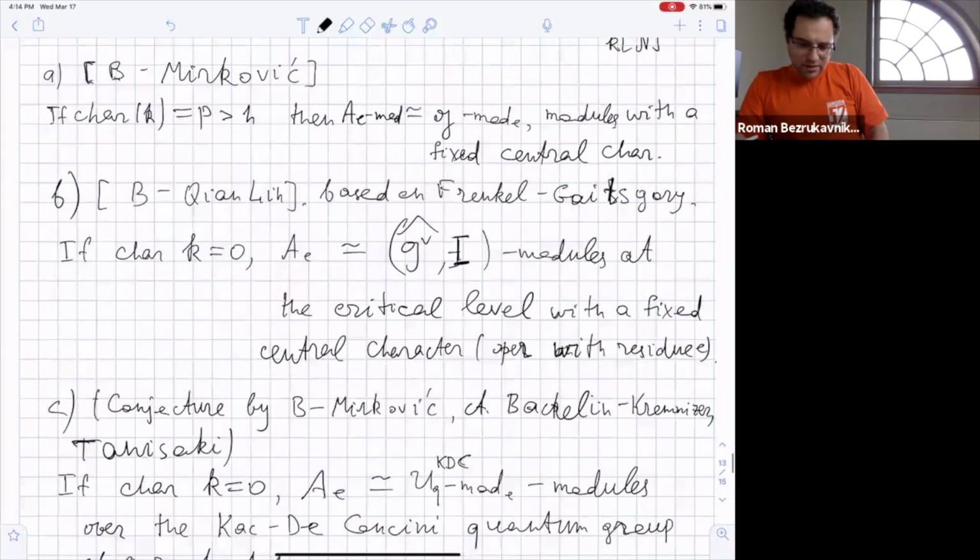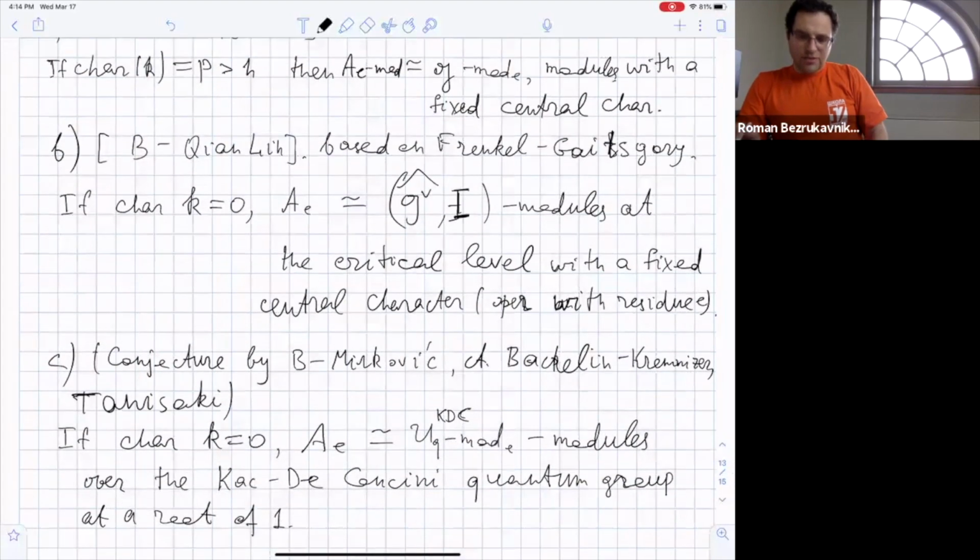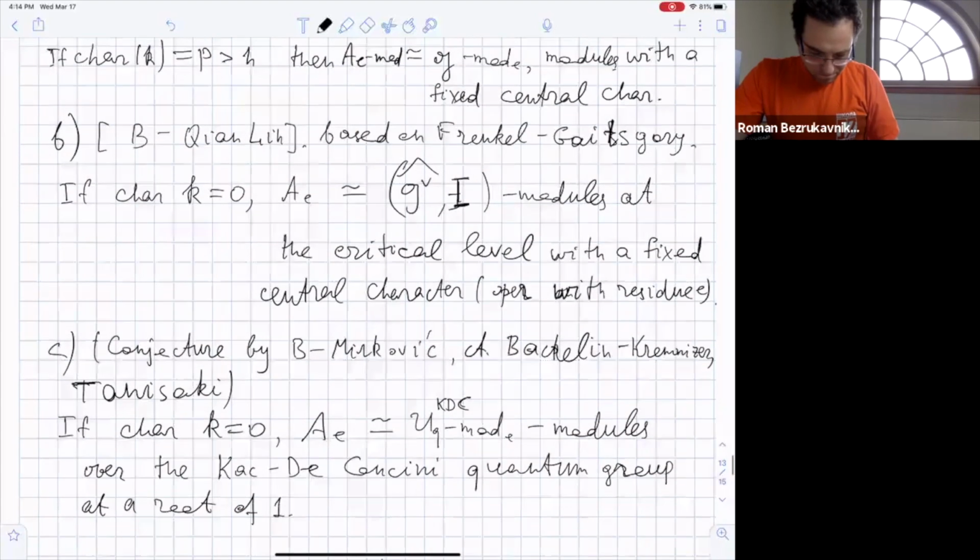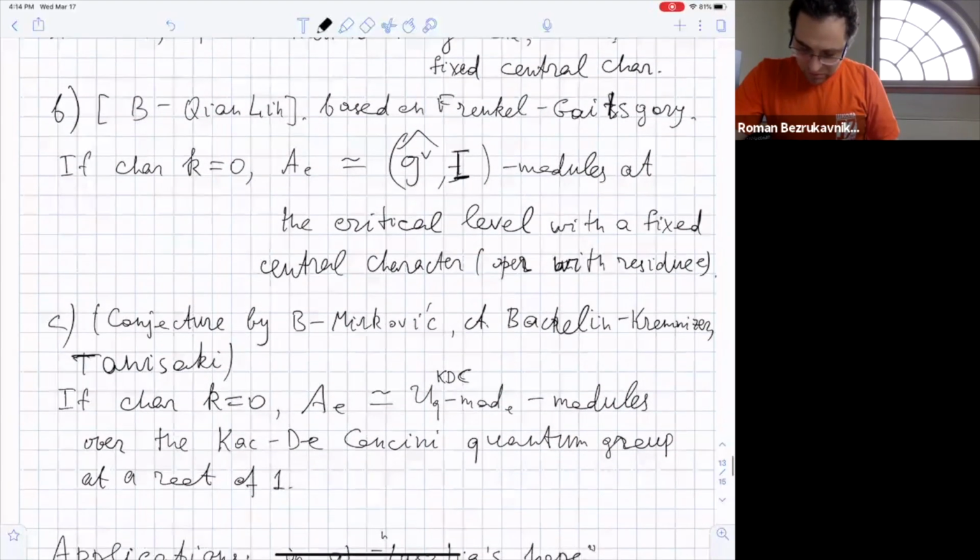And then there is the following. It's a conjecture stated in our paper with Ivan, and there is some related work by Kremnizer and Tanisaki. So it's a conjecture with a clear approach to its proof. So maybe that should be equivalent to modules of a quantum group, the quantum group at a root of unity, also with a fixed central character.